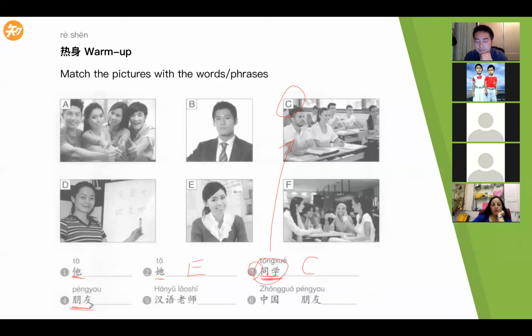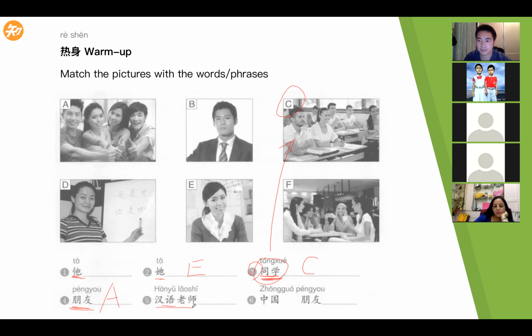Sarah? Yes, 朋友. 朋友 means friends. So who are friends? They are friends, right? I think they are all okay. So 朋友 means friends. These words you should gradually keep in mind, because later we're going to use these words to form sentences. Now the next one.